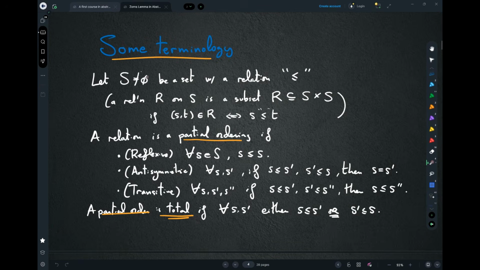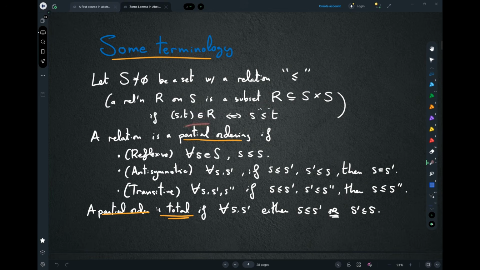So let S be a non-empty set with a relation that I'm going to denote less or equal to. The relation can take many forms, so it's not always just less or equal to, but we're just going to use this symbol for simplicity. Now, remember that a relation R on a set S is actually a subset of the Cartesian product of S with S, so that if the pair (s, t) is in the relation, then that means that s is related to t.